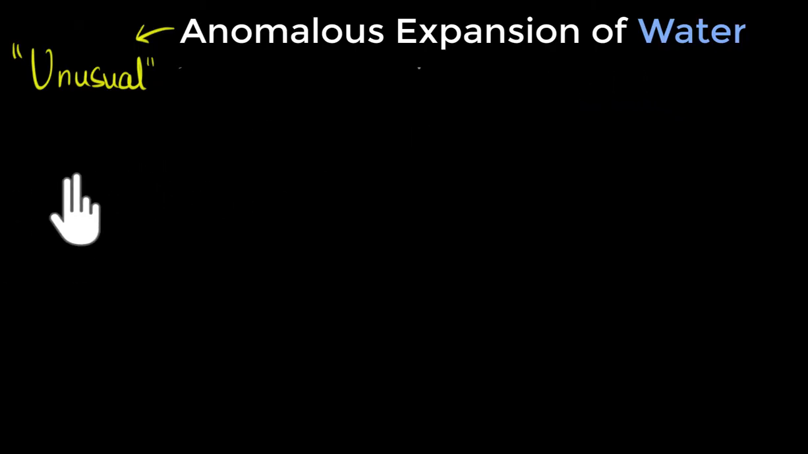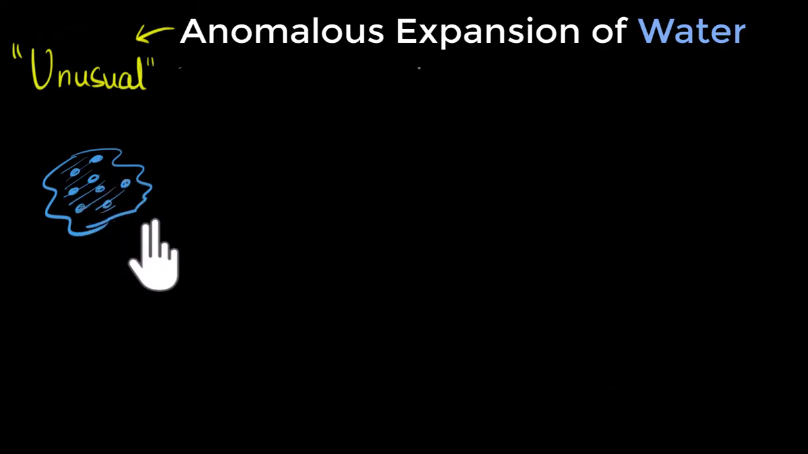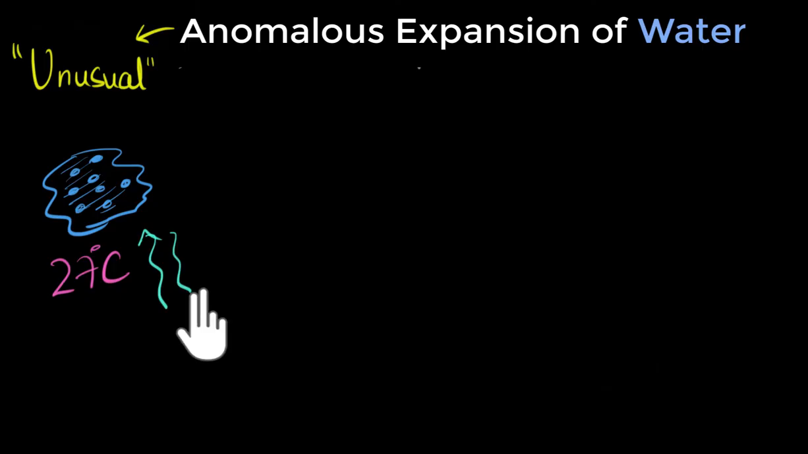Let's take an example. Imagine we have some amount of water, and let's draw some water molecules. And let's say the temperature right now is room temperature. Let's call that 27 degrees Celsius. What we'll do now is we'll cool it down. What's going to happen? Well, as you cool it, its temperature will drop. And as the temperature drops, the molecules of water start losing energy, because of which they vibrate slower and they end up coming closer to each other. And as a result, the whole water ends up shrinking.